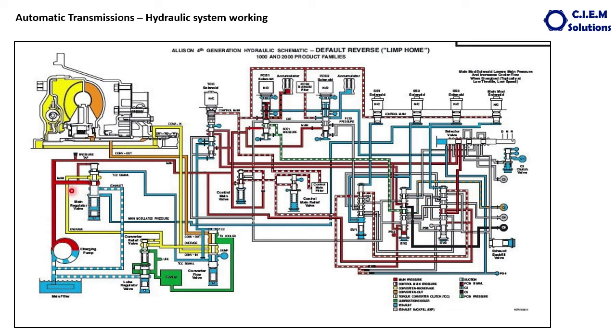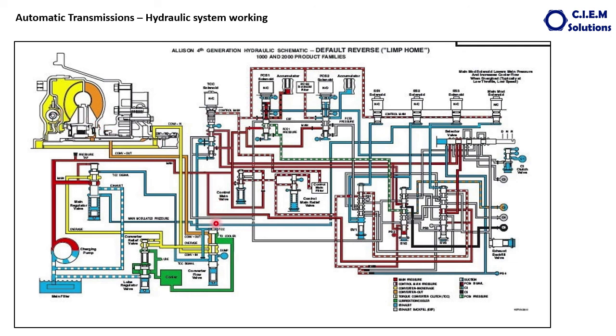Then a portion of oil goes to the transmission lines, various lines, and a portion of oil goes to the torque converter. This is the converter refill line. From the converter, oil goes to the torque converter inside. Whatever return oil comes, comes through this line and goes to the sump. Like this, the torque converter starts functioning like a fluid coupling. Then the power is transferred from the engine to the transmission input.